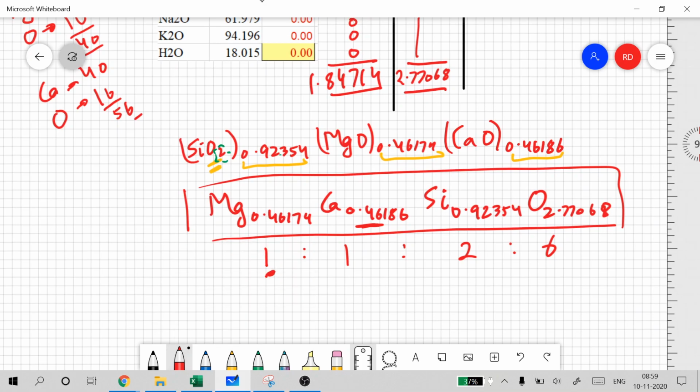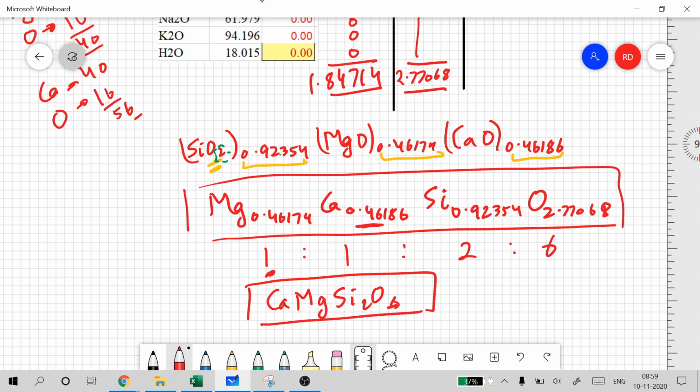So how does this formula look? It looks like the CaMg pyroxene, Si2O6. Okay, it looks like pyroxene, right? It's actually diopside. So this data is for diopside. So you can recognize from here itself it is reported like this.